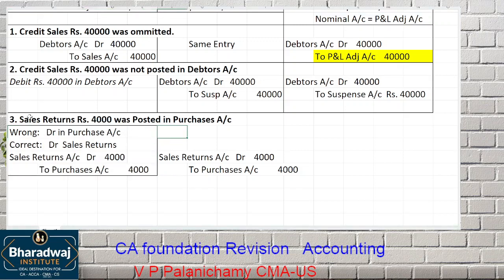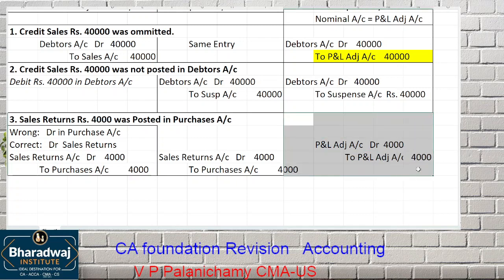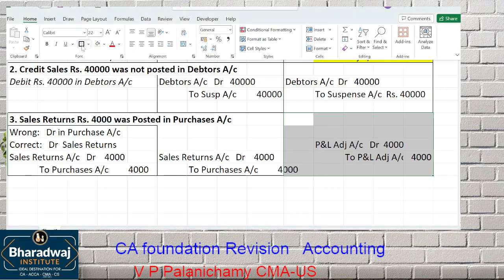If it is after final accounts, what to do? Sales returns also nominal account. Purchase also what? Nominal account. What is the entry you will pass? P&L adjustment account debit to P&L adjustment. Same, 4,000 rupees. It will have no impact in P&L. It will have no impact in which account? P&L. It's like a dummy entry. It will have no financial effect, no ledger effect.